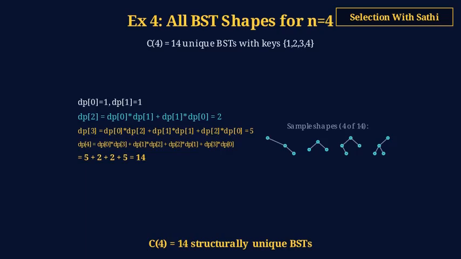dp of 4, root 1 gives dp0 times dp3 equals 5. Root 2 gives dp1 times dp2 equals 2. Root 3 gives dp2 times dp1 equals 2. Root 4 gives dp3 times dp0 equals 5. Total, 5 plus 2 plus 2 plus 5 equals 14. The fourth Catalan number is 14.